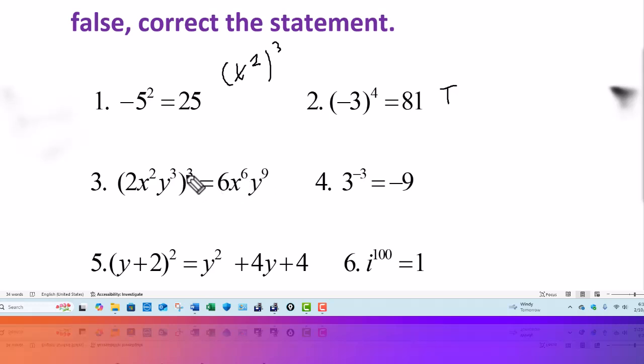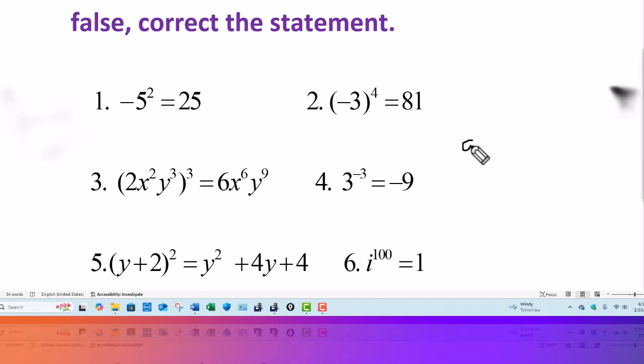And then what some students do here is say, okay, power to a power, multiply the exponents, so they'll take this one, 2 to the 3rd, and then multiply 3 times 2 and get 6. But remember, this applies to the exponent. So it's 3 times 1 is 3, and then 2 to the 3rd would be 8. So this one is false.